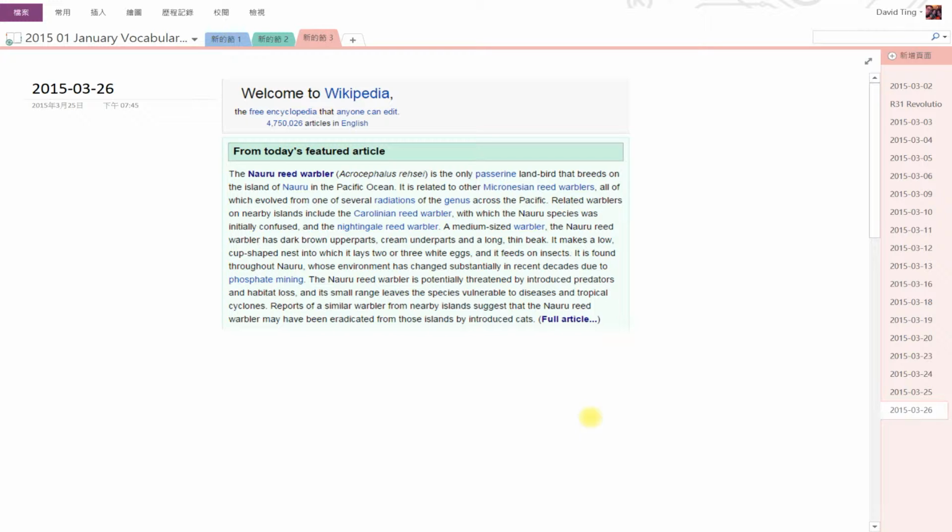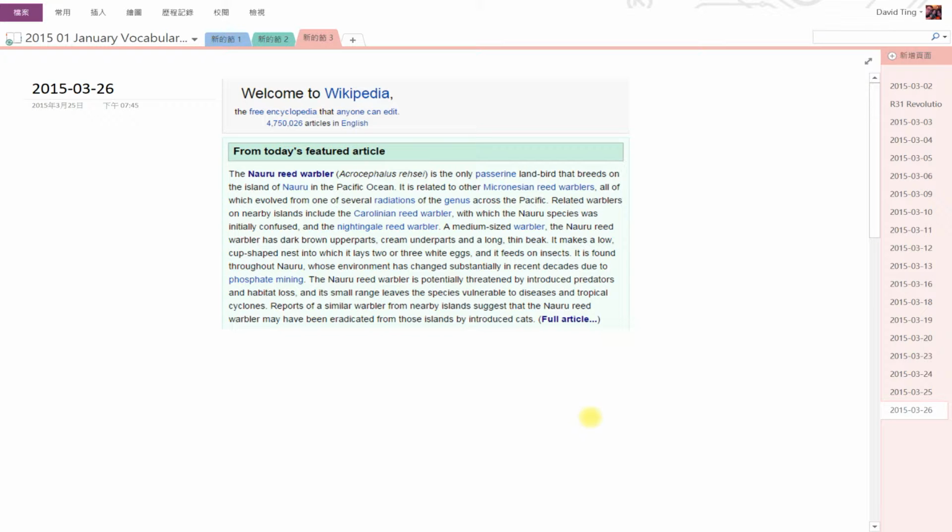The origins of warbler. Late Middle English as a noun in the sense melody. From Old Northern French werbler, noun, werbler, verb, of Germanic origin, relative to whirl. Again, the origins of warbler. Late Middle English as a noun in the sense melody. From Old Northern French werbler, noun, werbler, verb, of Germanic origin, relative to whirl.